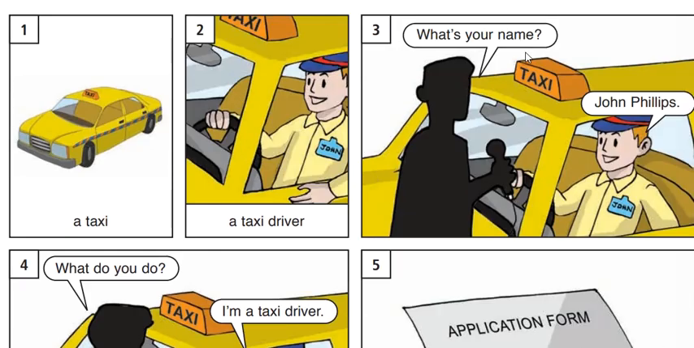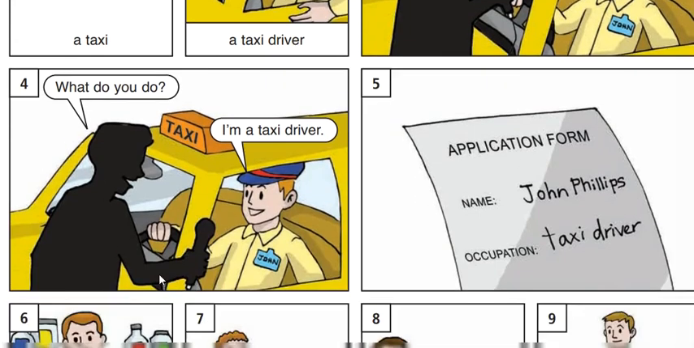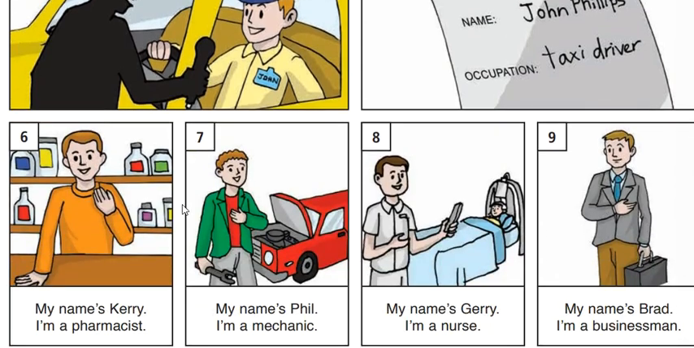Picture 3. What's your name? John Flipson. Picture 4. What do you do? I'm a taxi driver. Picture 5. Application form. Name: John Flipson. Occupation: taxi driver. Picture 6. My name's Gary. I'm a pharmacist. Picture 7. My name's Flips.